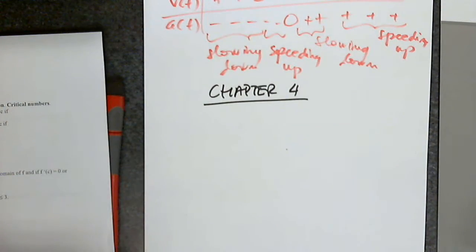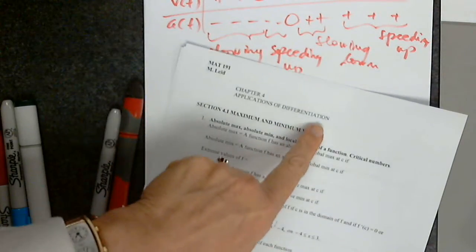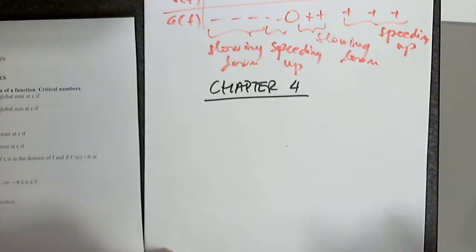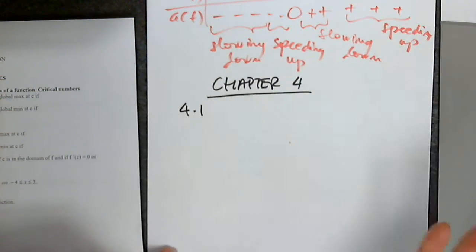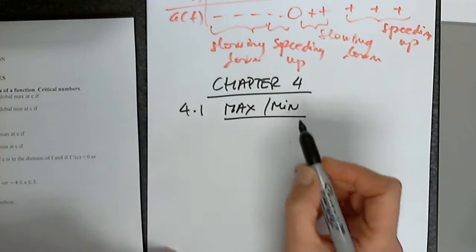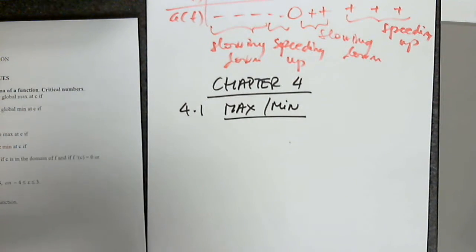And then there are many more applications later. In Calc 2, we'll look at areas and volumes. We're going to rotate areas to get volumes and much more. Okay, in Chapter 4, as I said, applications of differentiation. So the first thing that we will look at in 4.1 are max-min. And we will relate this concept to what we covered so far.